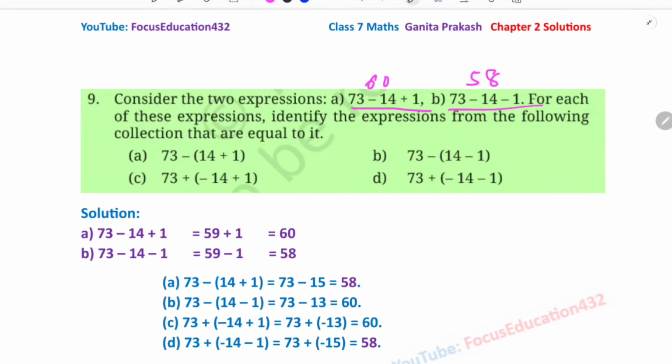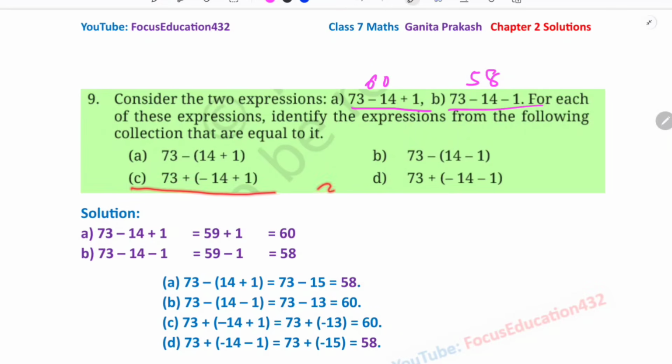So from the given 4 options, we have to identify which one is equal to A and B. There are 4 options. So this A I am doing here. 73 minus 14 plus 1. Outside the bracket, minus 14 minus 1 is minus 15. Or if you do plus also, minus 15 only. This becomes 58. So 58 matches with this one, B. Right. Then the B bit. 73 minus of 14 minus 1. 14 minus 1 is how much? 13. So 73 minus 13 is 60. So this matches with this one.